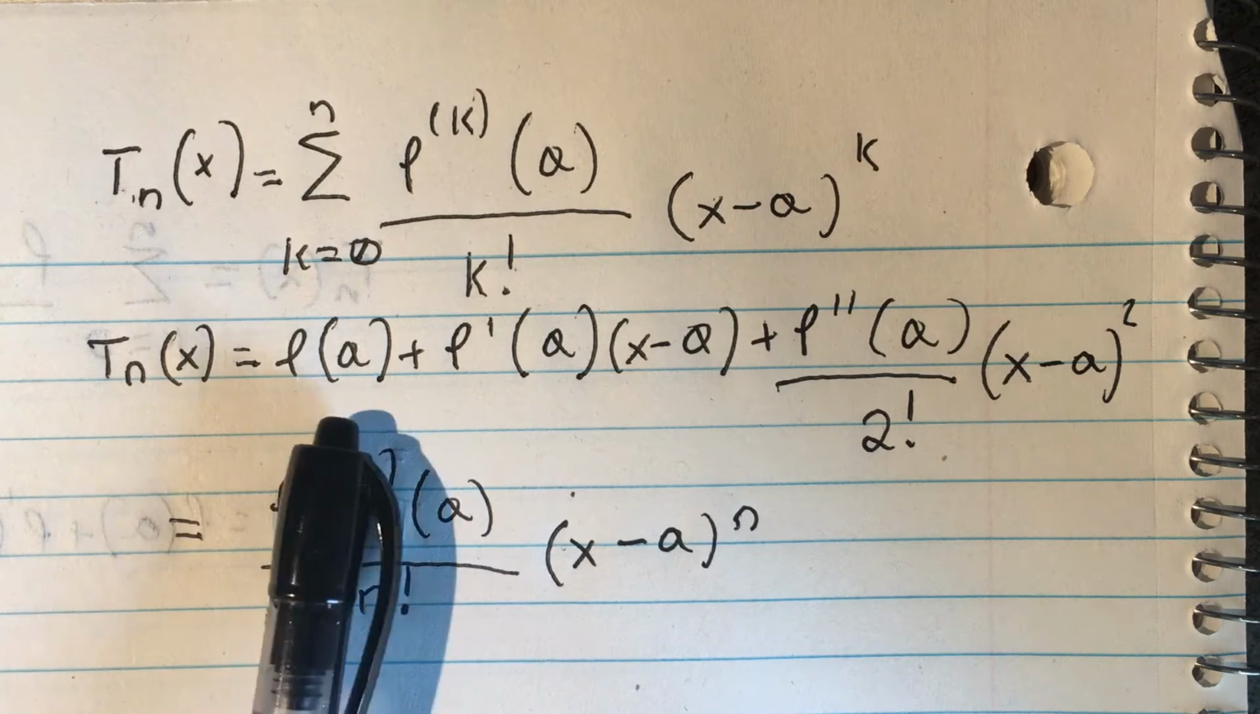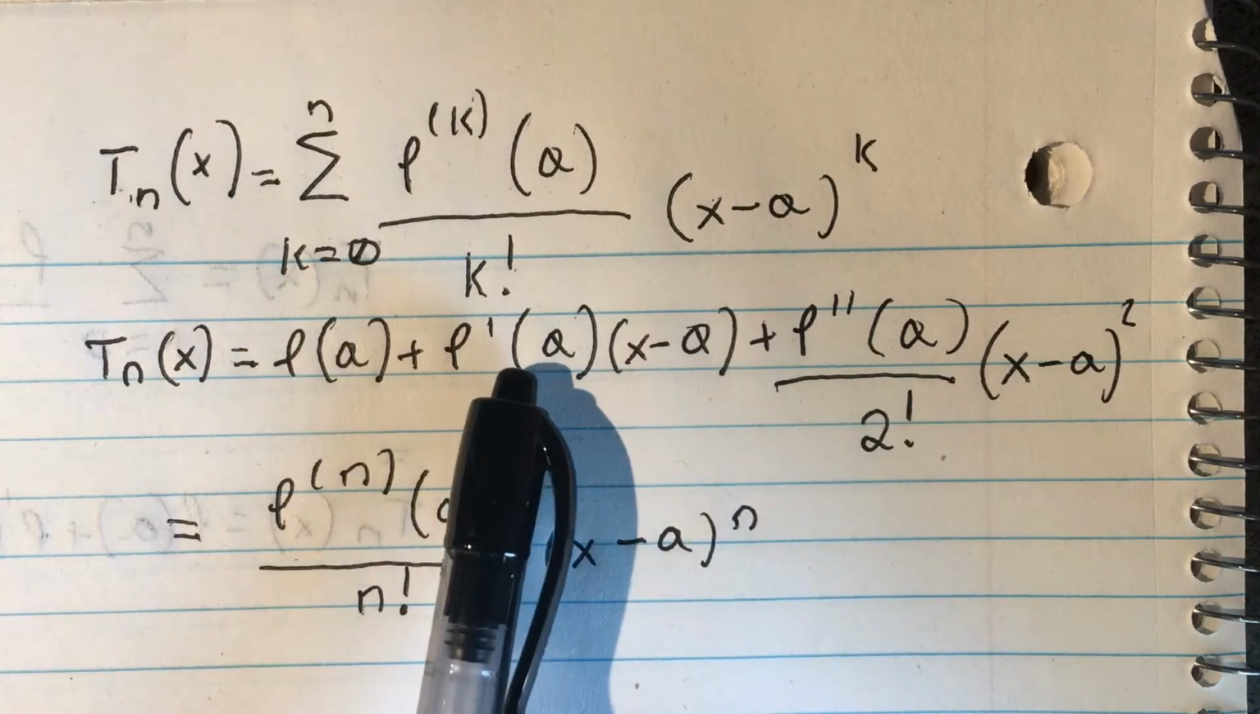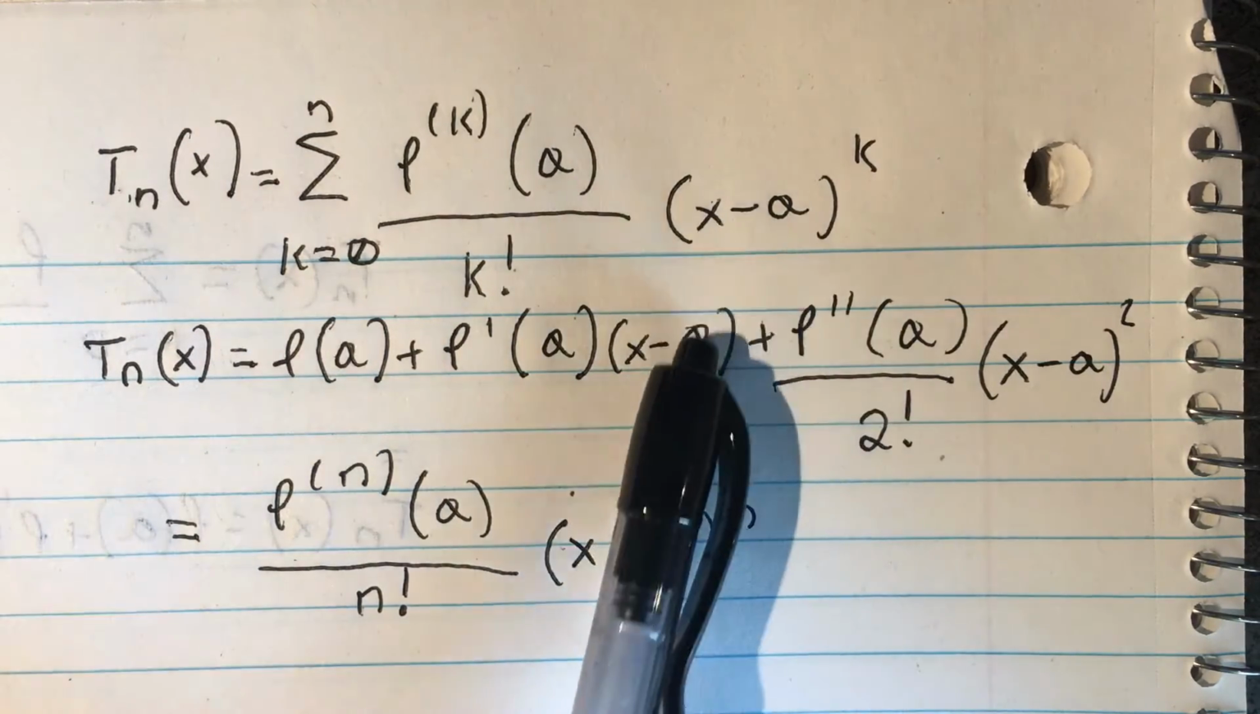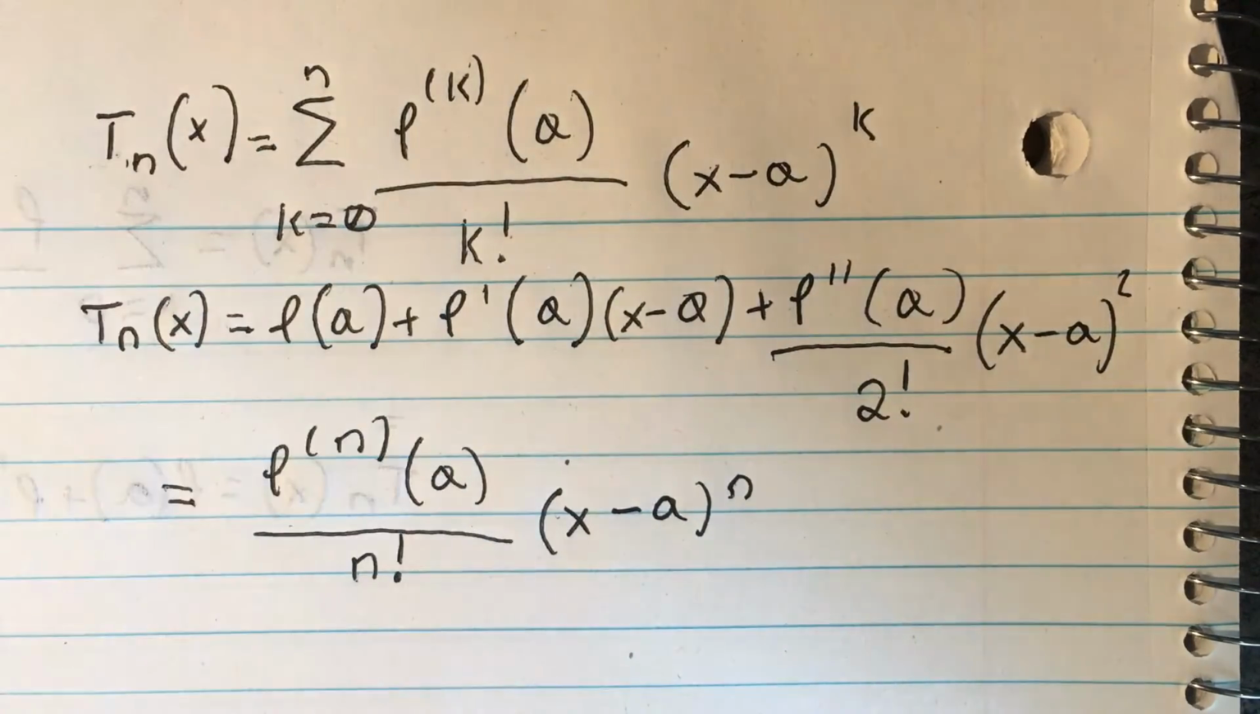And basically spread out, it looks like this, where you have just the function itself at a, then the derivative at a times (x minus a) to the power of 1, and that just continues on until you get the function back.